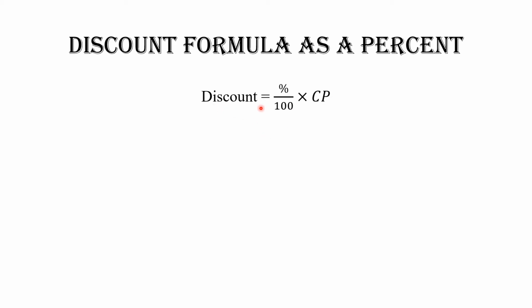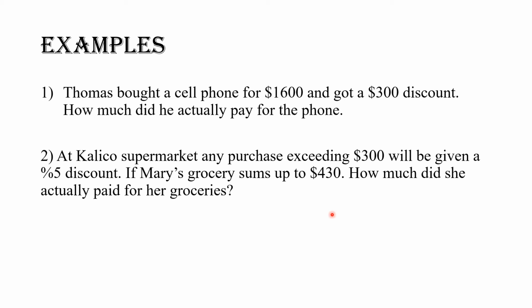So how does this work? Basically, whatever percentage you have, you divide it by 100 and then you multiply that by your CP. So it's the percent given as a discount, of course, divided by 100, multiplied by your CP. And we already established by now that our CP would be our cost price. So without further delay, let's go into some examples.